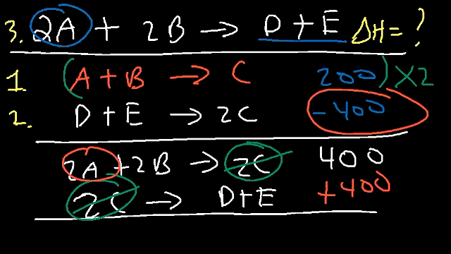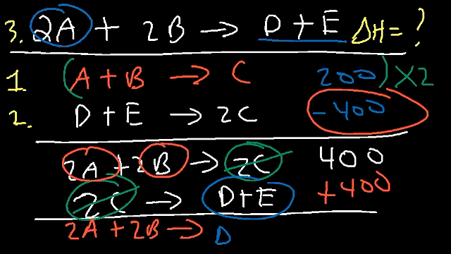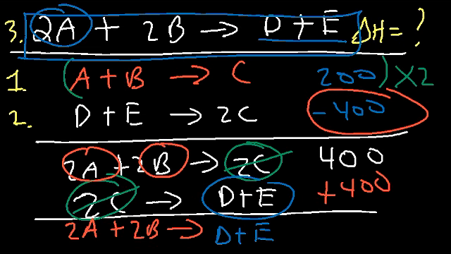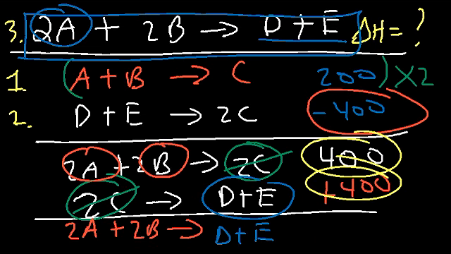On the left side we have 2A plus 2B. So that's going to fall down. And on the right side we have D plus E. So notice that when we add these two equations, we get equation 3, which means that we can now add the enthalpies of these two equations. So the enthalpy of reaction for equation 3 is going to be 800. And so that's how you can get it using Hess's law.